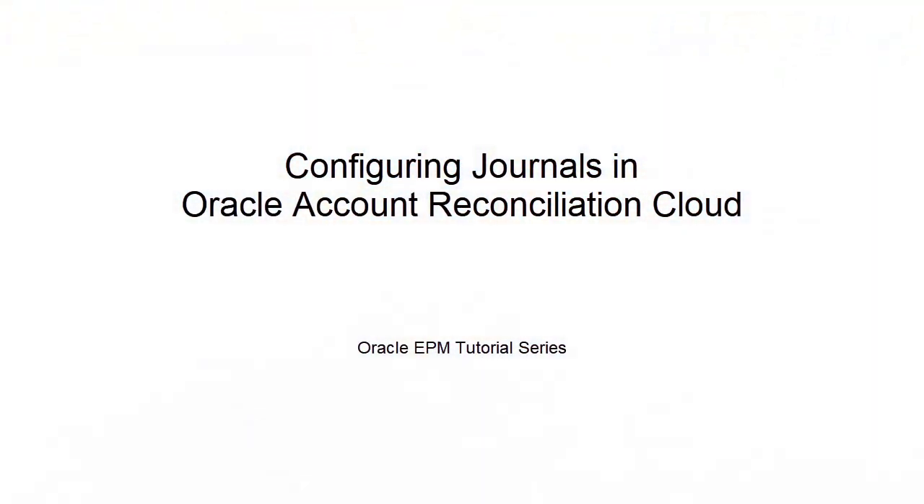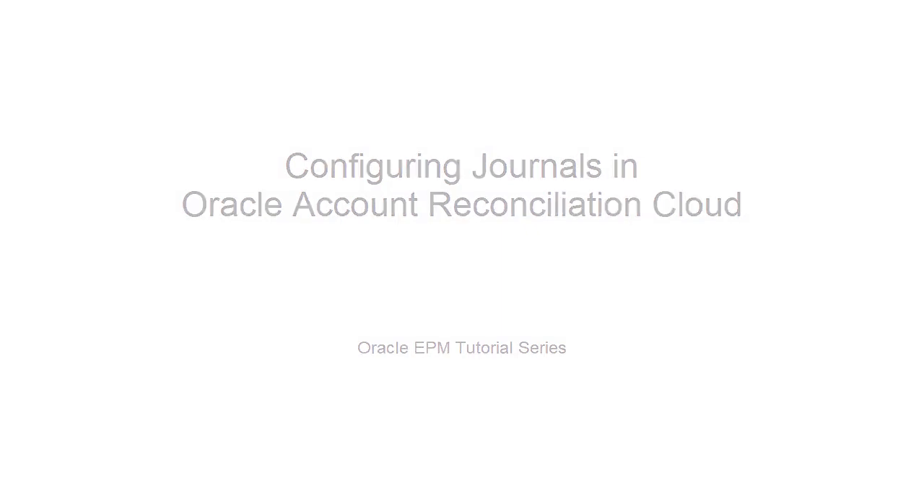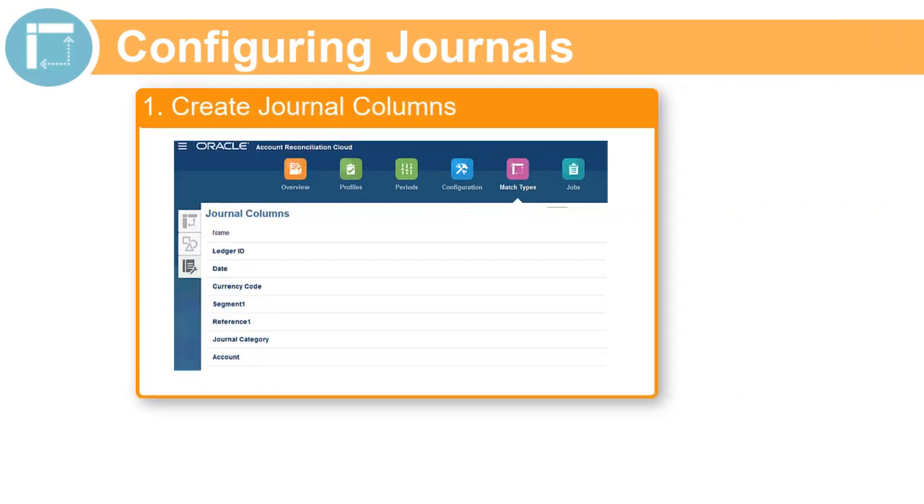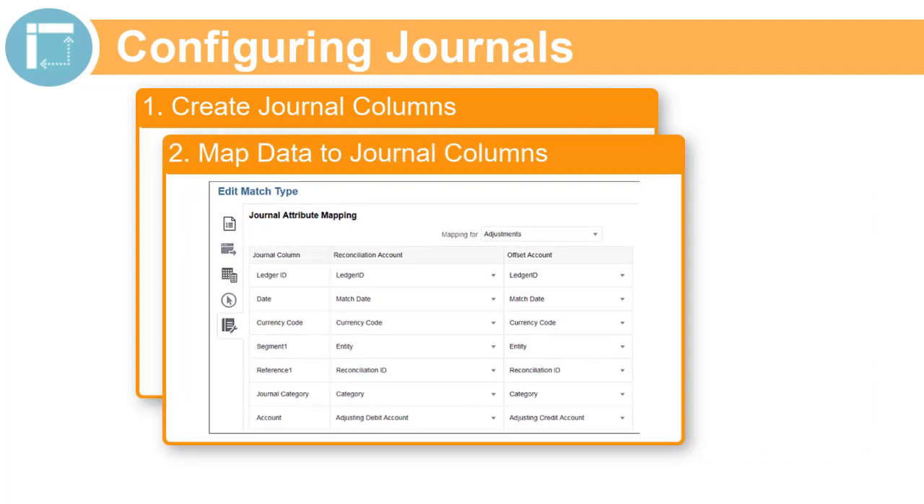In this tutorial, we'll show you how to configure journals in Oracle Account Reconciliation Cloud. To configure journals or transaction matching reconciliations, you first create the journal column names required to export journal data to your ledger system. You then map the data that you want to export to the journal columns.